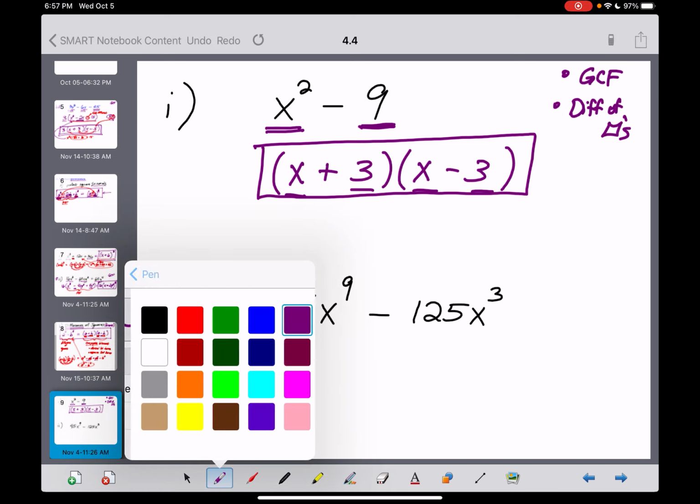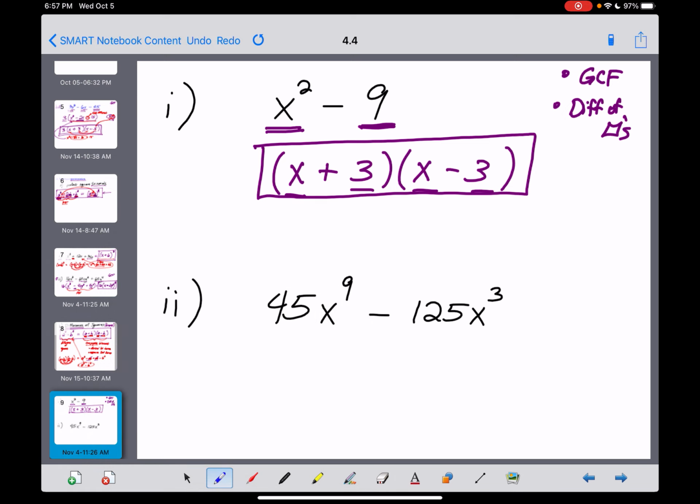Okay, can I prove that to you? Let's just show that we're right here. Let's pick a random x value. Let's let x equal something big like 10. The original value then, guys, x squared minus 9. If x is 10, 10 squared is 100, and 100 minus 9 is going to be 91. What happens if I let x equal 10 down here? 10 plus 3 is 13, and we're going to multiply that now by 10 minus 3, which is 7.